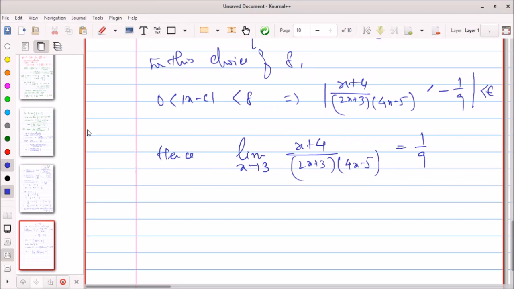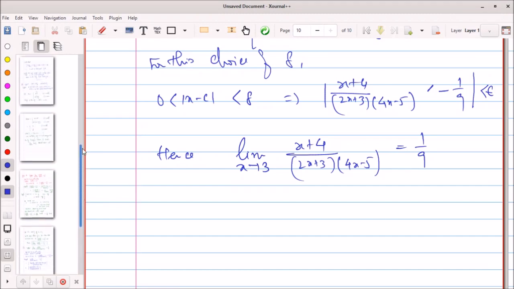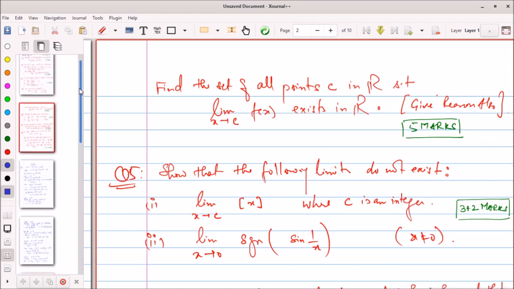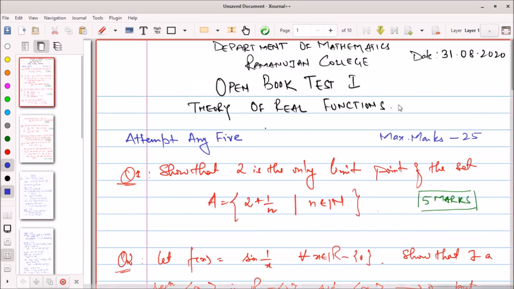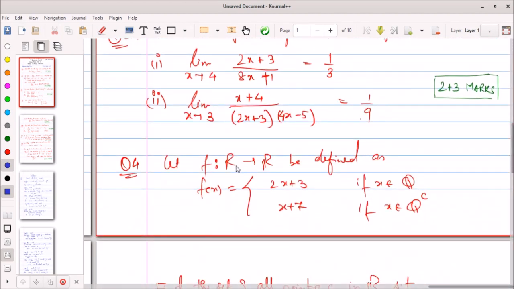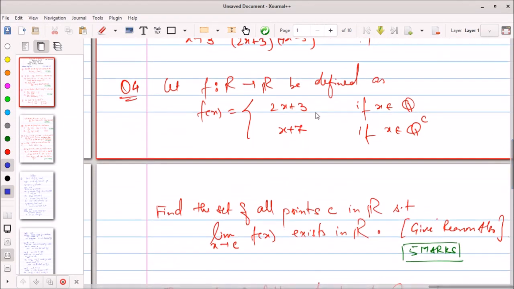Now we take the next question. So what is the next question? Yes. So the next question is, f is given to be R to R. So it is a Dirichlet type of question where at rationals it is defined to be 2x plus 3 and at irrationals it is defined to be x plus 7, and we have to find the set of all points C in R such that limit x tends to C of f(x) exists in R.